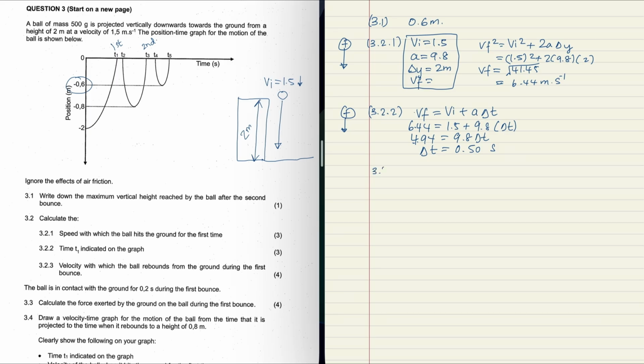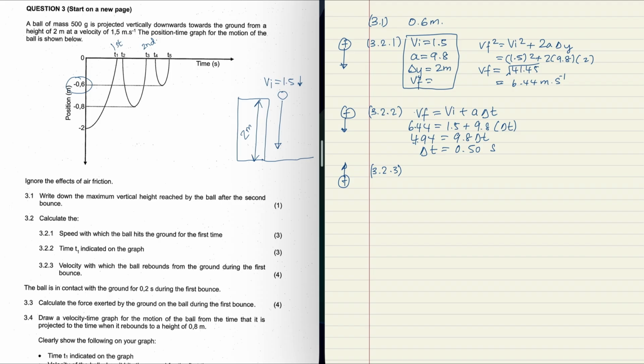Question 3.2.3. Calculate the velocity with which the ball rebounds from the ground during the first bounce. So when it rebounds, it's going to be moving in an upward direction. Though it is not advisable to do this, I'm going to do it anyway, just because it's simpler. I'm going to choose up as positive, because the answer that I'm expecting is going to be a positive answer now. It just makes it easier to work with.